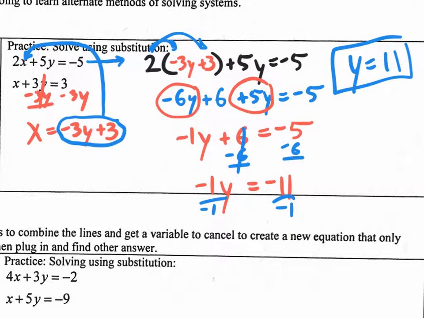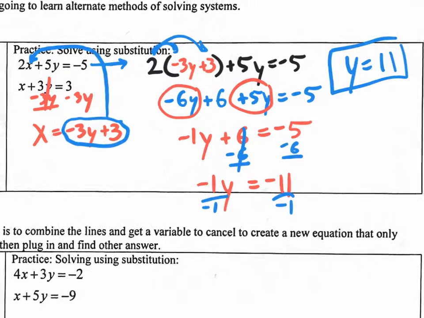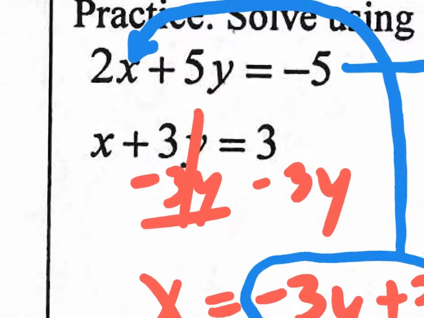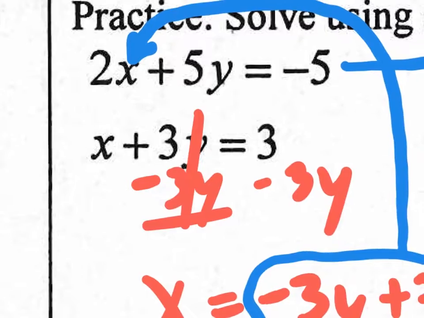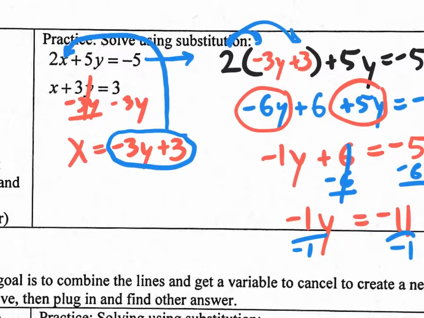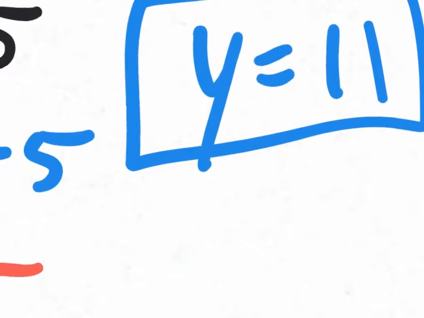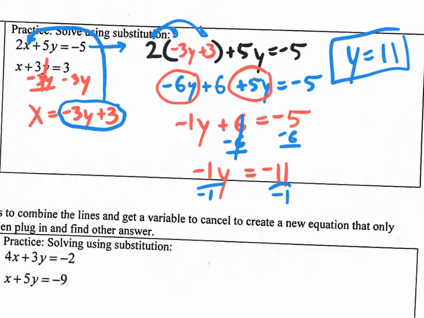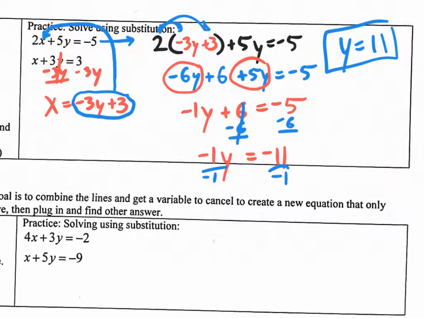And we're still not done. Remember, on a system, you have x's and y's, or maybe a's and b's, or c's and d's, but you have 2 letters. We have found one of them. We still need the other. So when you have one answer and you need the other, plug it into any one you want from the original. I'm going to go with the bottom one. It looks a little bit easier.